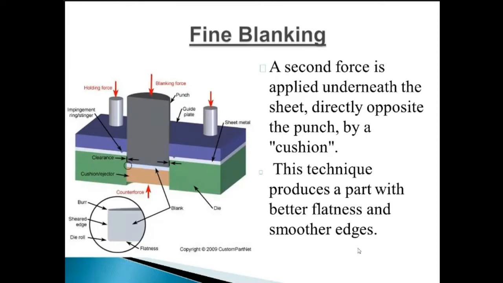Then we saw the fine blanking process. In fine blanking, we use some ejectors, so that whatever blank we cut from the sheet metal, we can easily remove it. For that purpose, we generally use some secondary forces, which are applied by ejectors from the lower side, and we put some cushioning pins below the dies, and due to that we get the fine blanking operation.